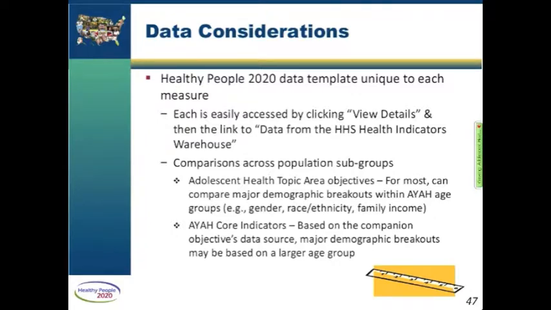The data templates allow comparison across population subgroups in order to identify disparities, and most adolescent health topic area objectives can compare major demographic breakouts within the age group itself. In contrast, the core indicators can be more complex because they're based on the objectives that were developed by other work groups, and so the major demographic breakouts are not necessarily unique to that age group, but are for the larger group that the objective targets. So, for example, access to health care is targeted to all age groups.